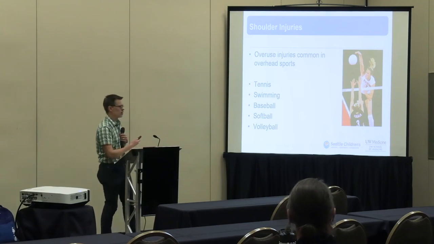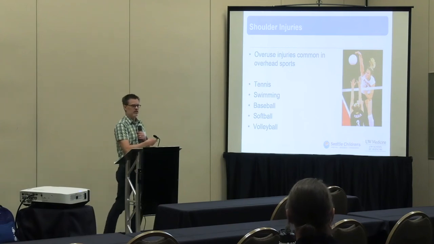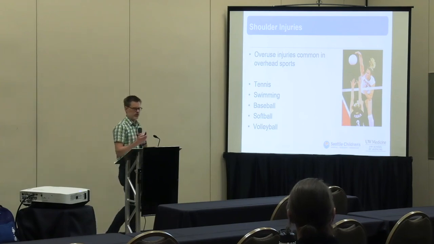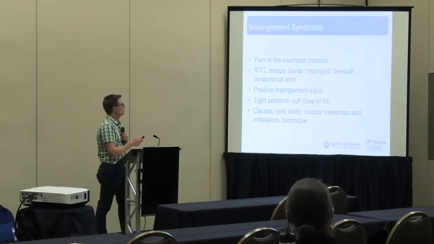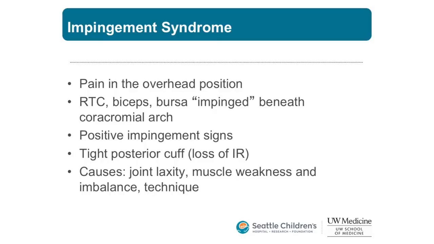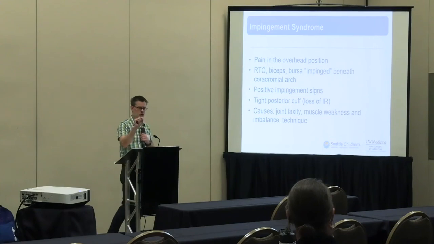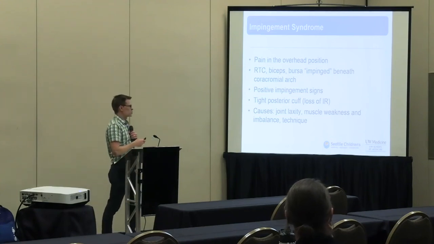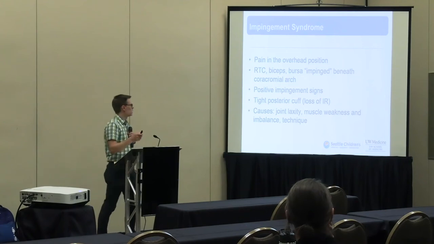This is also one where if I know the athlete is an overhead athlete, I might do more of a shoulder exam in the PPE than I would for, say, someone who's a cross-country runner, okay? So impingement. This is probably one of the most common ones with kids, okay? They have pain in the overhead position, where the rotator cuff, biceps, and bursa get impinged underneath the coracoacromial arch right there. I'll show you pictures. Impingement signs, I'll show you what those are too, okay?